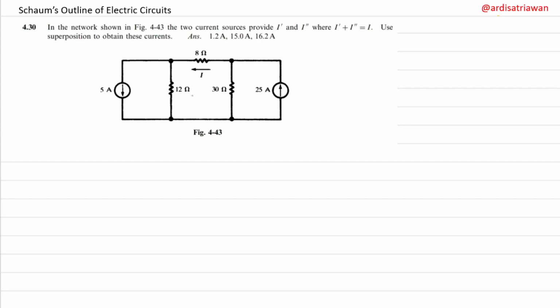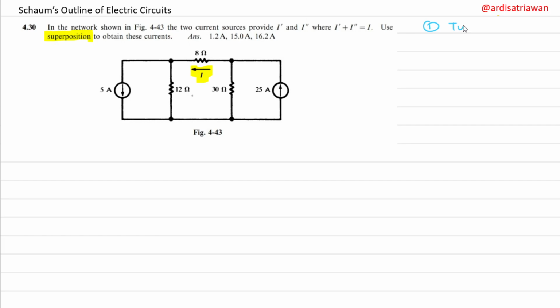Hello, my name is Ardi and we are going to solve problem 4.30 from Schaum's outline of electric circuit, and we are asked to find this I here by using superposition.